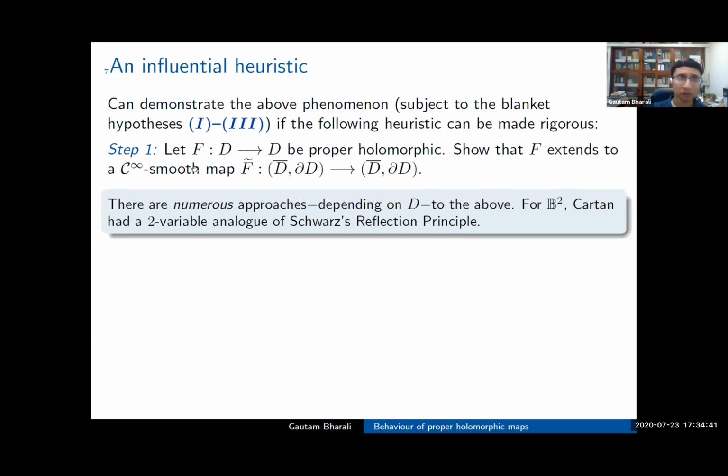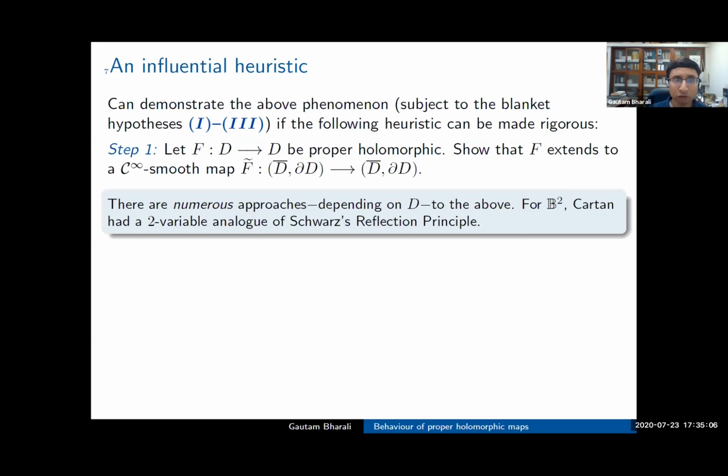Step 1. Remember D1 is equal to D2, so consider a proper holomorphic self-map F. Step 1 is to show that F extends to a C infinity smooth map, which I'm going to call F tilde, from the closure of D2 to itself. And then remember the definition of properness, that's going to force the boundary to map to the boundary, okay?